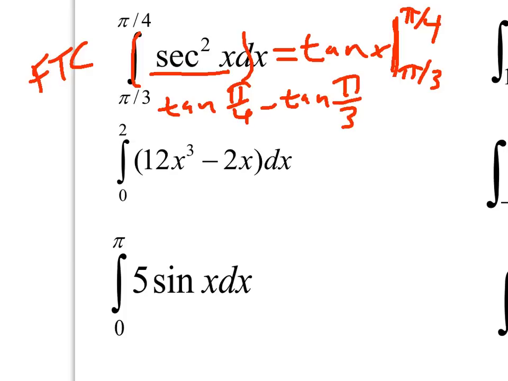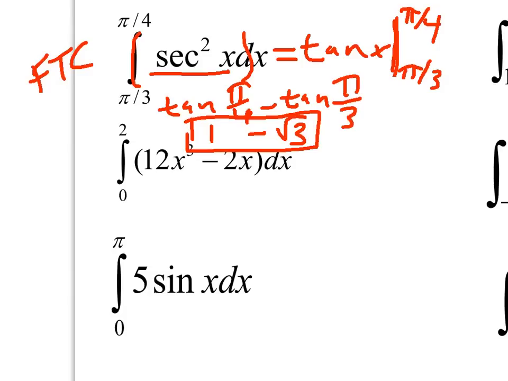Pi over 4 is a 45, 45, 90 triangle. So the tangent of pi over 4 would be opposite over adjacent, which is x over x, or 1. Tangent of pi over 3 is the tangent of 60, and opposite the 60 is the radical 3, over the adjacent, which is 1. So it's 1 minus radical 3, and this would be my exact answer. If I had access to a calculator, I could punch that in and get the approximate number, but this is traditionally given on the non-calculator portion of the test.